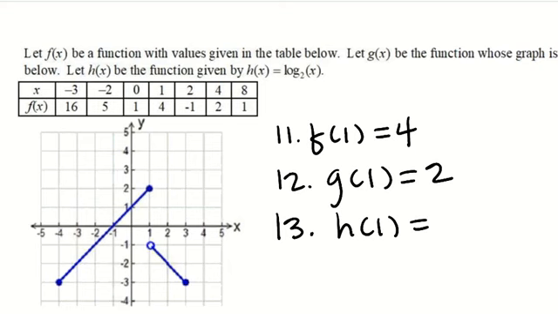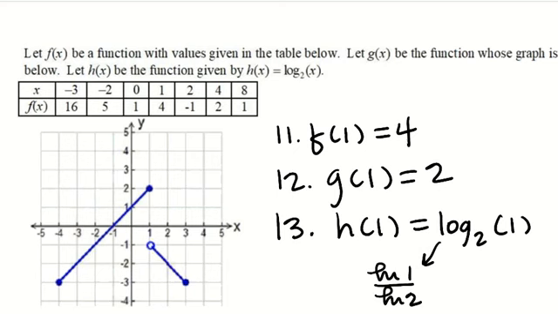H of 1 is the log with base 2 in argument 1. Now, if you needed to use a calculator, you could use the change of base formula and say that's natural log of 1 divided by natural log of 2. I'd prefer that you just know what this is, though. You're saying 2 to what power equals 1? What exponent do I put on 2 to get 1? You put the 0 exponent on 2 to get 1. And that's true for any base log with argument 1. It's going to be 0. So that's 0.